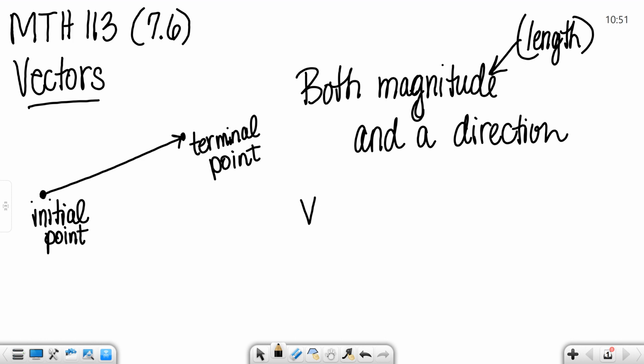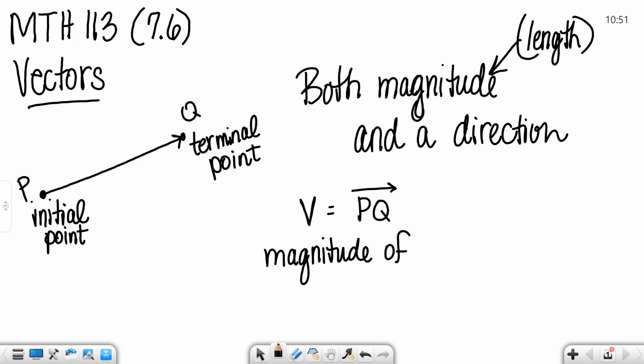So the notation for a vector is a lowercase bold letter. It's hard for me to do on this screen. So that would represent the vector PQ. If my initial point was P and my terminal point was Q, then this would be my vector. Now if I want to talk about the magnitude, the actual length of my vector v, then the notation for that is we use these two bars, and that means the magnitude of, and that means how long is it.